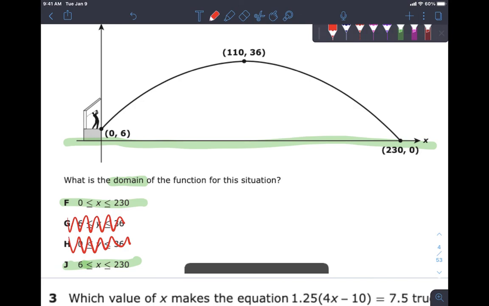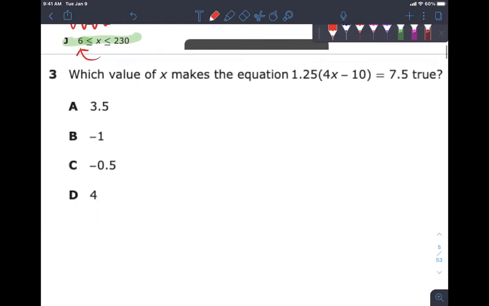So I look at it and say, all right, what's my domain? I'm going to go way over here. I'm going to get my little line or my pencil to do my domain test. It's going to hit at 0 and go all the way up to positive 230. So that means that F is going to be the correct answer. Now, down here, they were banking on you not knowing that that 6 is part of the range. That has nothing to do with my domain. Okay? Let's take a look at number 3.